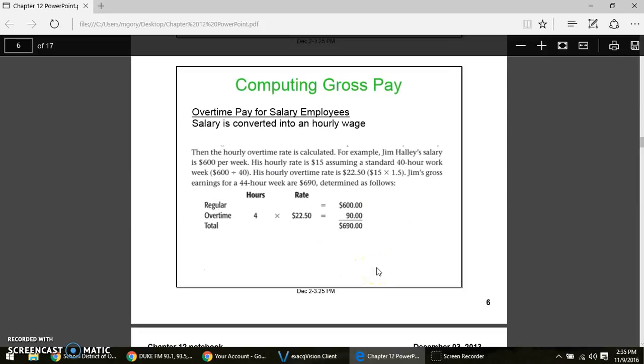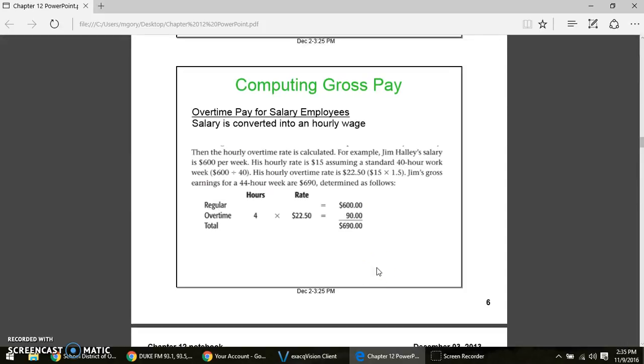If you are a salary employee, hopefully you have the opportunity to get overtime hours and overtime rates, but most often you do not. Let's say in this example that the hourly overtime rate is calculated for Jim in this way. His salary is $600 per week. His hourly rate is $15 an hour, assuming a standard 40-hour work week, which is taking $600 and dividing it by 40. His hourly overtime rate is going to be then $22.50, which is $15 times 1.5.